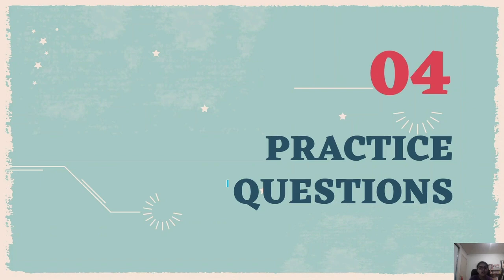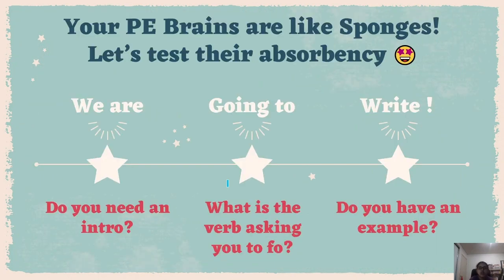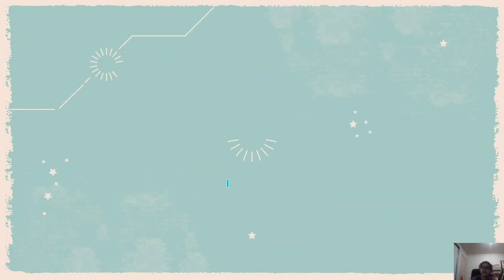So now let's have a look. Alrighty, so our PE brains are like sponges, so let's test the absorbency of our PE brains. So we are going to write. Now we've already looked at whether or not you need an intro for your responses. We looked at what is the purpose of the verbs, and then we looked at whether or not you have examples, and we've discussed examples just then. So let's now put it all together. Are we all ready? Let's do it. So send your responses through in the chat, guys.